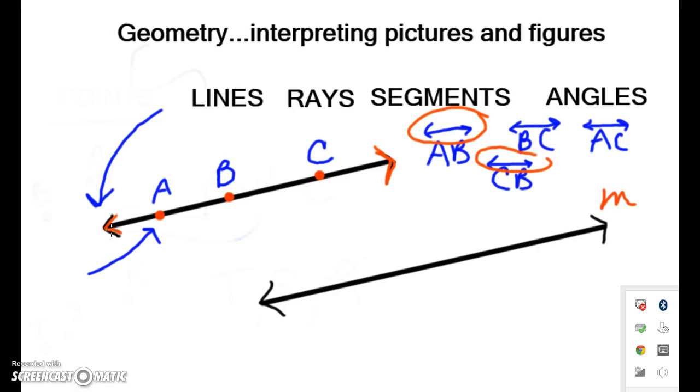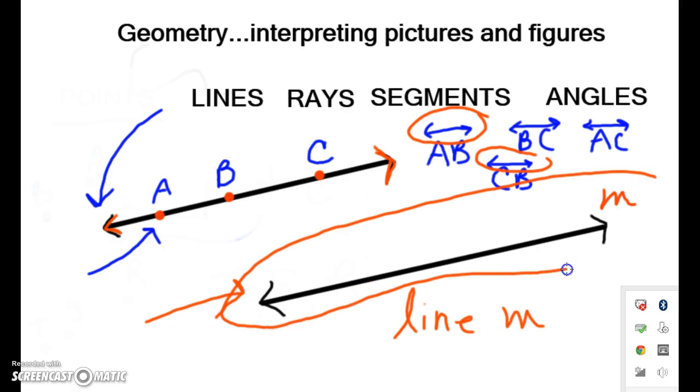Now, this other line down below that has no points on it at all also can be called out by name, but it's a little more generic. I would call this line M. And then everyone would know to look for this particular setup in a picture.